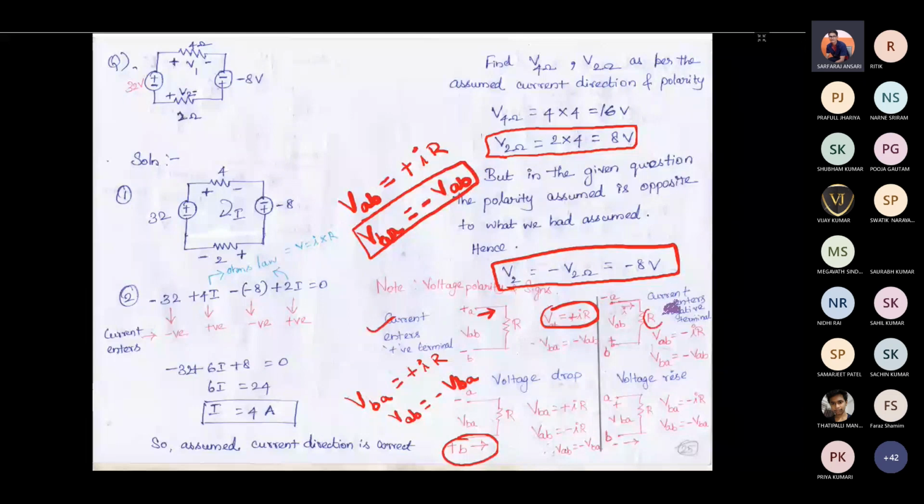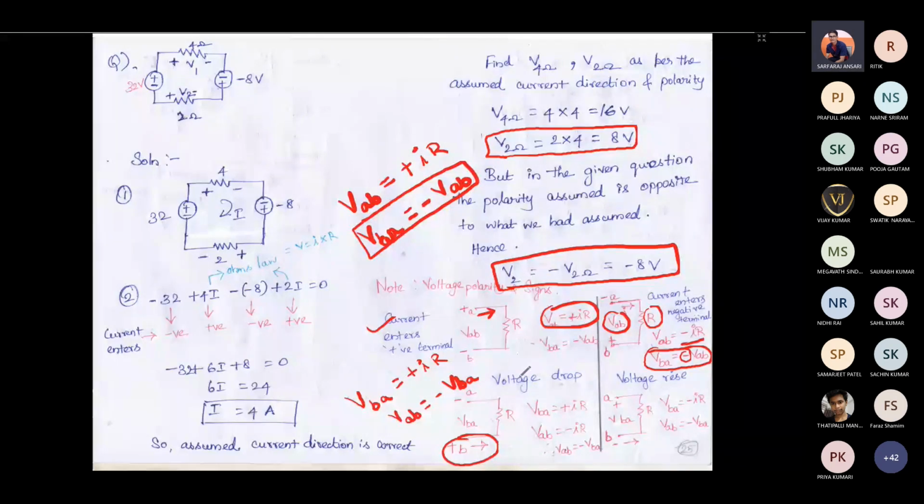Since the current enters the negative terminal, our VAB will be negative IR here. In that case, if you want to represent it as VBA, that will be equal to minus VAB. Always, if you want to represent it in the reverse way, you should take it as a negative. That's all. Similarly, this is a voltage rise and these are voltage drops. That's why I have mentioned them separately.